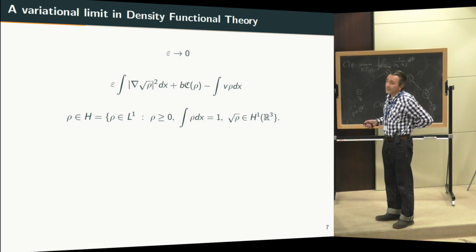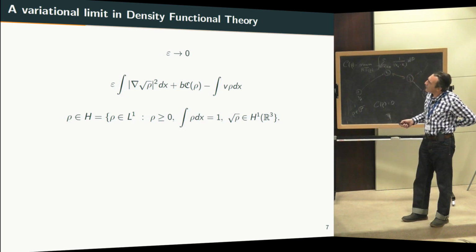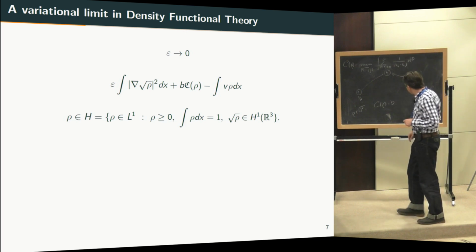Rho will belong to this space. You have already seen this one in the talk of Ugo Bindini yesterday. This is a space which was introduced by Lieb in 1983, and it's the right space to consider some quantum mechanical problems in the setting of density functional theory.